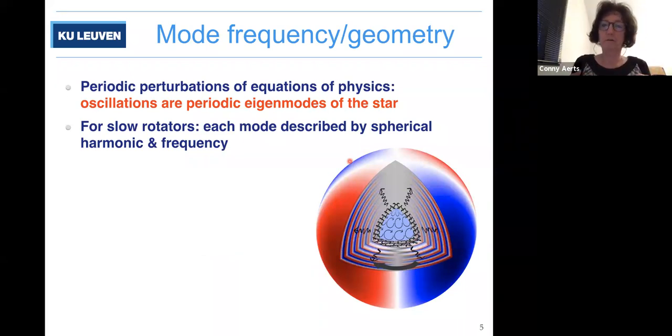So how do we work? Well, a little bit of simple background. A star, we approximate it as a gaseous sphere. It is rotating around an axis.